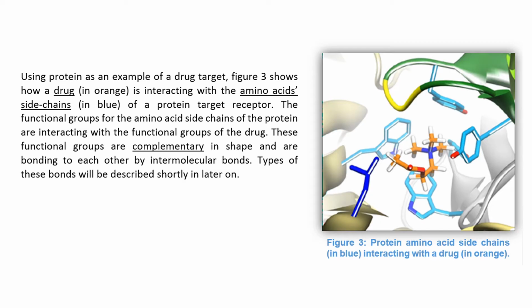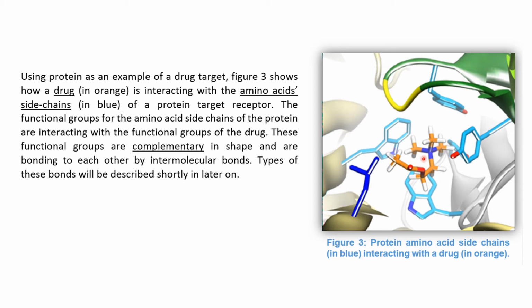Okay, so now since we have a better idea about the structure of the protein, in this figure we see an example of how a protein is interacting. The protein here is interacting with the drug. Here is a protein, and these are the side chains, amino acids of the protein in blue, and this is a drug in orange, and these groups from the drug and from the amino acids of the protein are complementary to each other. They are interacting with each other.